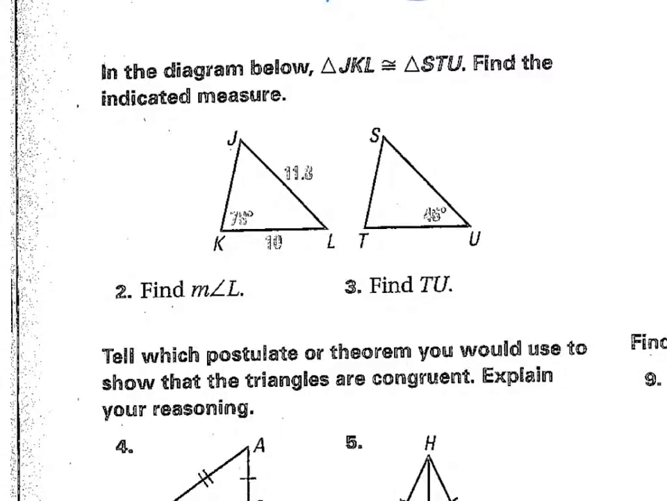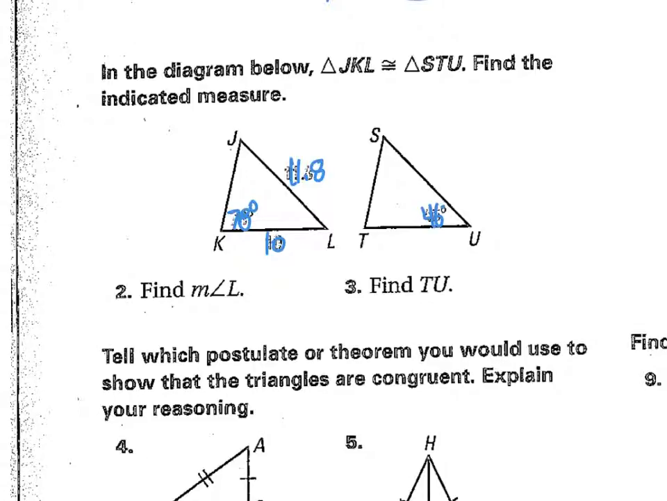Number 2 and number 3, they say the two triangles are congruent, find the indicated measurement. This is 11.8 right here. This is 78 degrees. That's a 10. This is 46. So first they tell us in number 2, find angle L. So find the measurement of L.